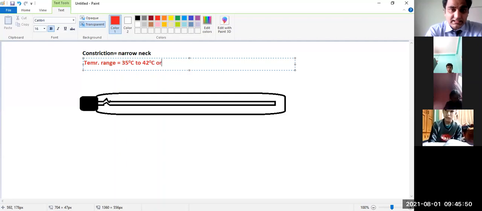Or in case of degree Fahrenheit, it can measure the temperature from 94 degree Fahrenheit to 108 degree Fahrenheit. 108 degree Fahrenheit. This is degree Fahrenheit, F.